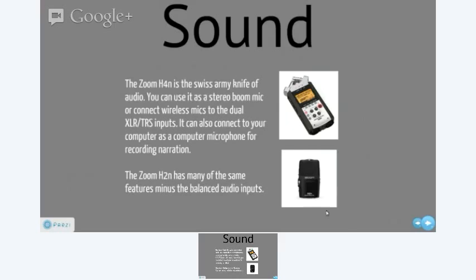I think the H4n probably retails around $250. The H2 is basically the same as the H4n, except I don't think it has the balanced inputs for higher quality microphones. But you can just connect this directly into your laptop, and it acts as a sound card, and you can record your narrations right into your edit software, and you have that one step of quality above that. And remember, no bad audio when you're producing a video, please.